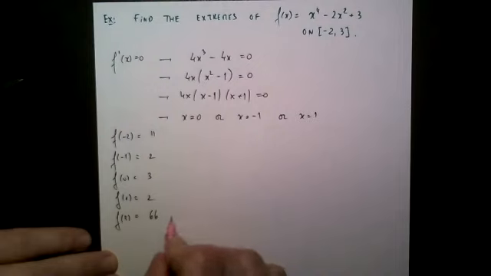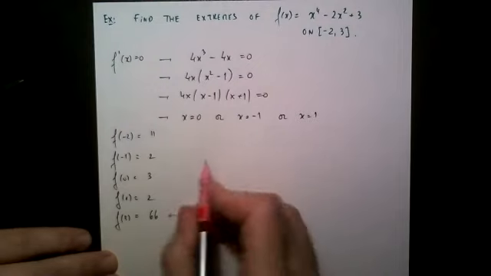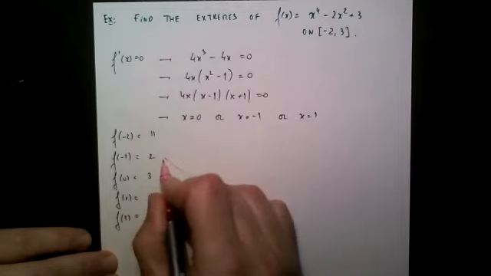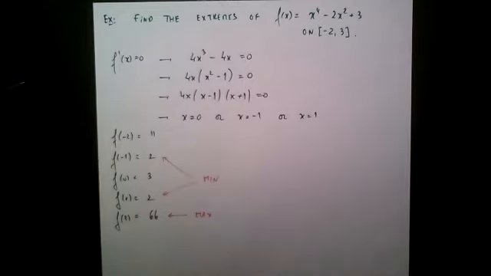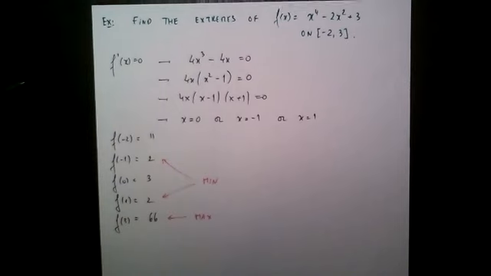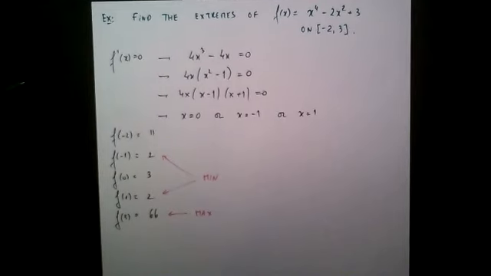Okay, so the maximum value is right here, 66. And the minimum value will be 2. It reaches the minimum at 2 places: at minus 1 and at 1, it reaches a minimum value. Is that clear?